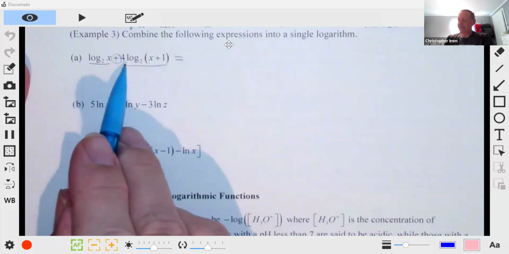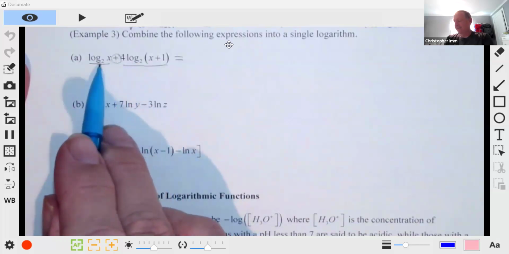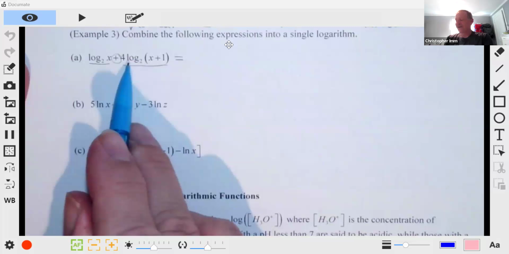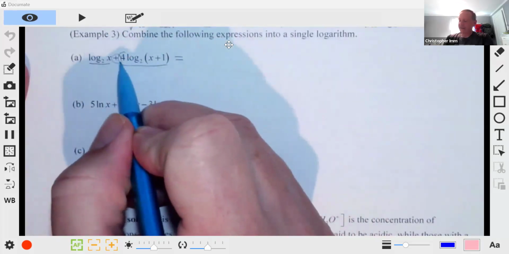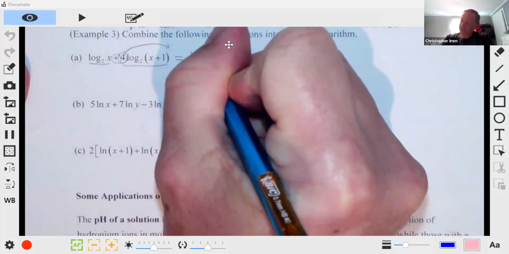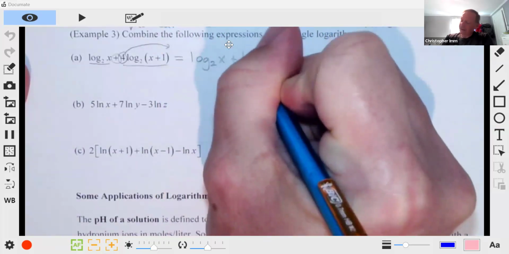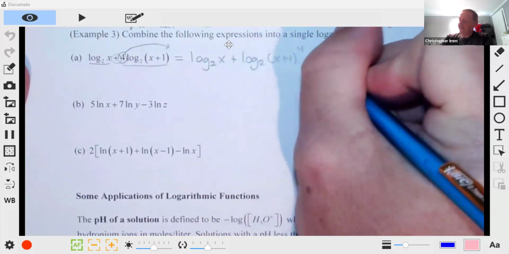I can't do it just yet because I had this 4 out in front of the log. I can only use that product rule when I have a clean slate out in front of these logs. So what I'm going to do first is put this 4 up top. So you might have noticed that usually I use the power rule sort of the last step for breaking these apart, but combining these, I'm going to use them in the first step. We'll have log base 2 of x plus log base 2 of x plus 1, all to the fourth because of that power rule.